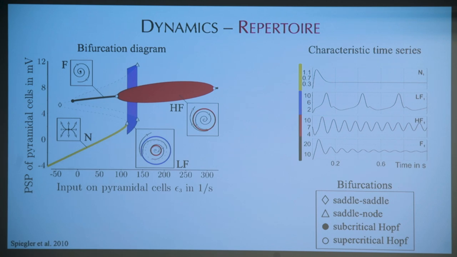So the transition only occurs when the stable point or the stable limit cycle disappears, and there's another attractor in the phase space. Maybe can I show the next slide as well?